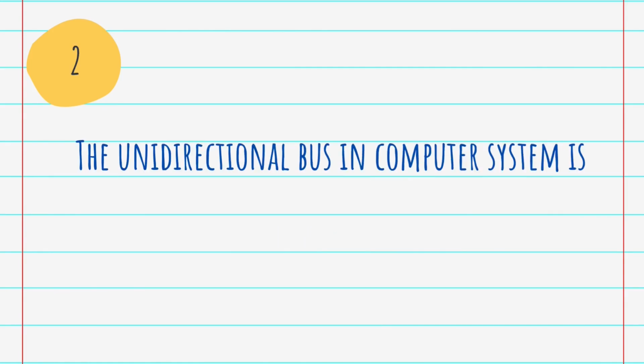Got it? Then the next question is, the unidirectional bus in a computer system is. Answer is address bus. Address bus carries the memory addresses from the processor to other components like input output devices and primary storage. That is, the data flows in only one direction. That's why address bus is a unidirectional bus.